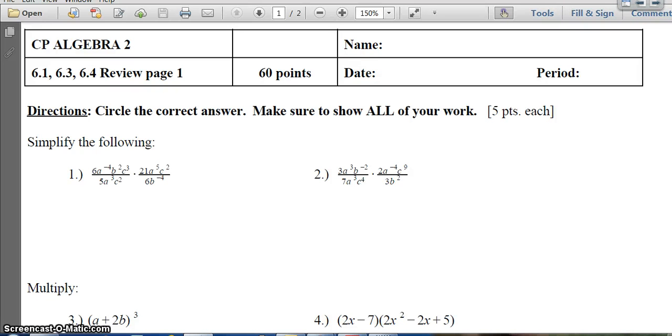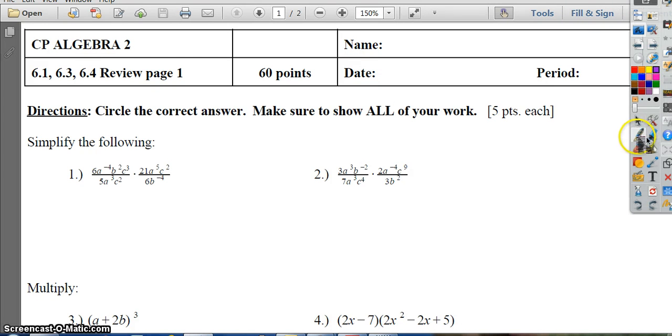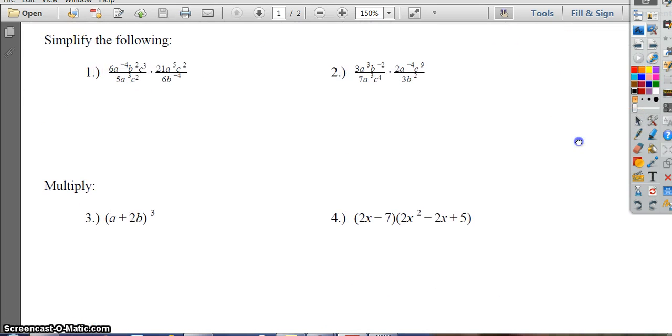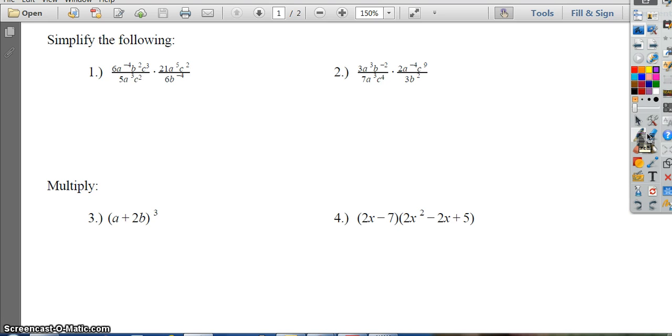Hey guys, here's your review sheet. As it turns out, I'm going to have a little bit of time here to knock it out for you. Remember, your test is right around the corner. We're going to go right through the top here, starting with number 1.